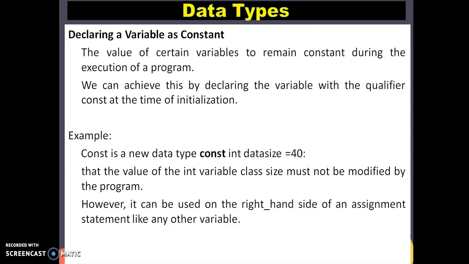Declaring a variable as constant. We may want the value of certain variables to remain constant during execution of the program. We can achieve this by declaring the variable with the qualifier const at the time of initialization. For example, const is a new data type: const int class_size equal to 40. This means the value of the int variable class_size must not be modified by the program because it is constant. However, it can be used on the right hand side of an assignment statement like any other variable.